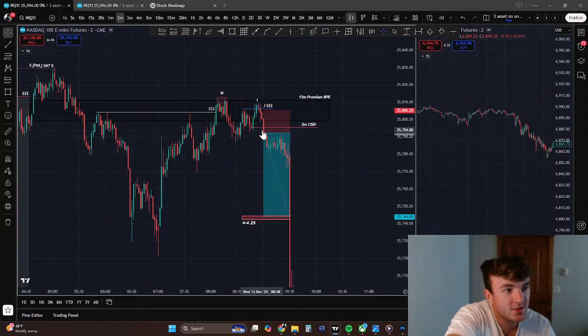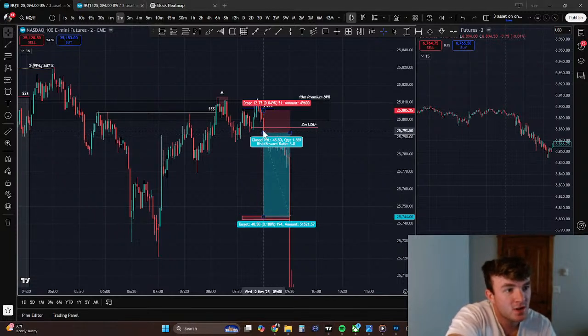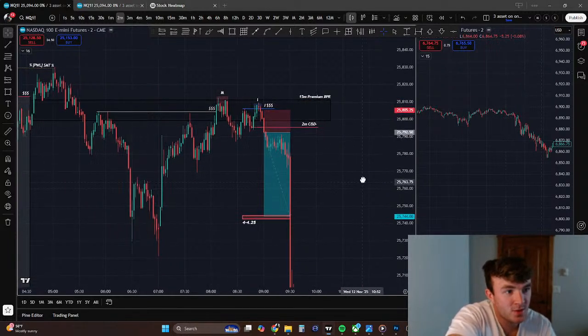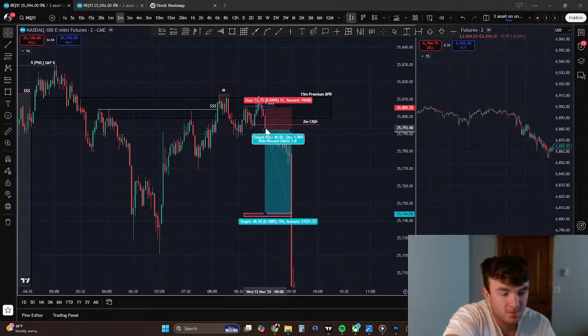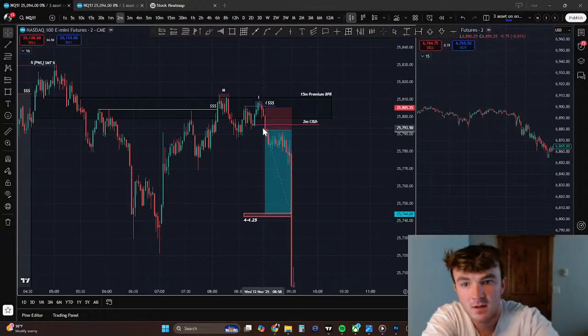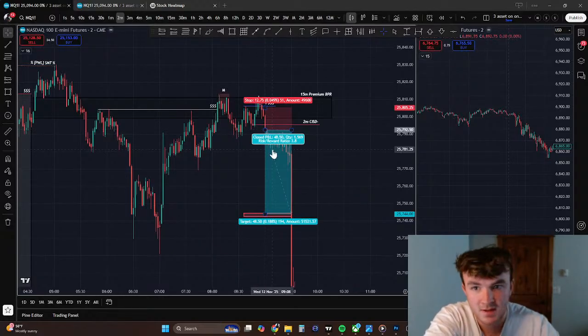But once again, you can tell when we get this closure, we're probably gonna go run liquidity. You know what I'm saying? So 9 o'clock CISD close. This is 9 o'clock, right? Yeah, 9 o'clock CISD close on the 2 minute. Okay.